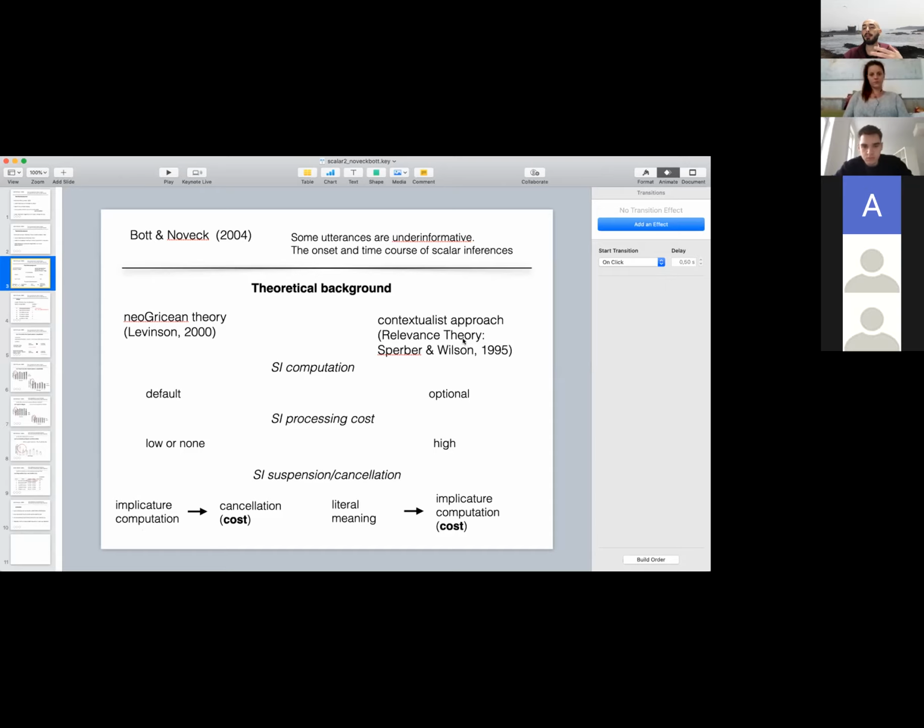Along with relevance theory, you only compute the implicature when needed. And if you do that, you have a cost. But if the implicatures are not supported at all by the context, you do not compute them, and then you don't have to spend any of your cognitive resources. Okay? Is this clear? Any question? Any doubt? Anything that you haven't understood?